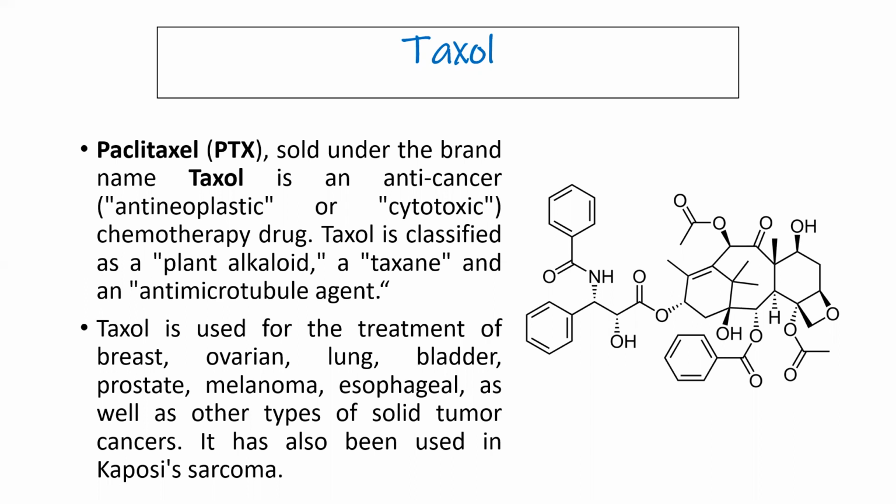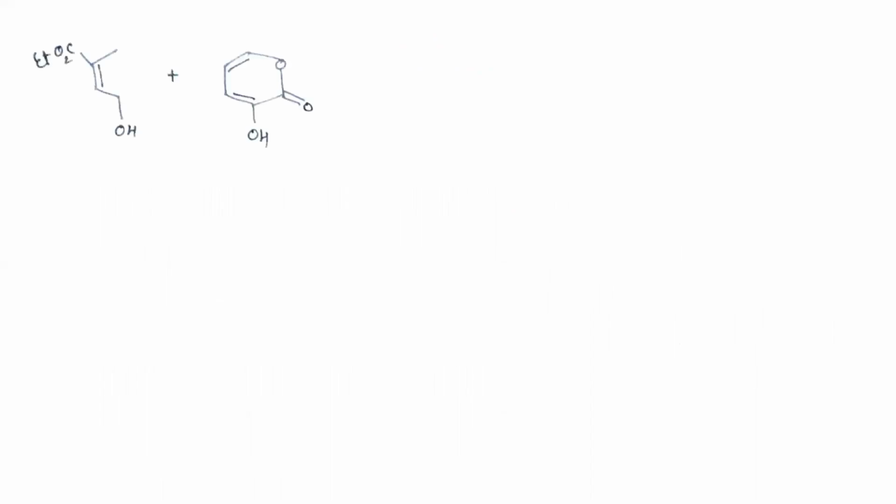Now, how to synthesize this Taxol? Let us talk about it. The first step of this reaction involves, if you can see this material, a diene and dienophile system. This is my diene system and this is my dienophile system. So we are expecting a Diels-Alder reaction, a 4+2 Diels-Alder addition. Along with that, we have also used the phenyl derivative of boric acid, in benzene as a solvent.